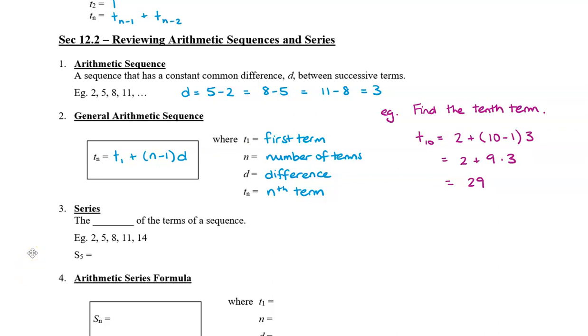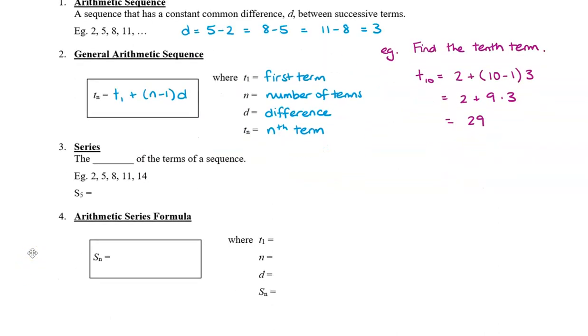All right, the next definition is the word series. So series is the sum of the terms of a sequence. If you hear the word series in math, it means the sum of all the terms. So here, if I have 2, 5, 8, 11, 14, and I ask you to find S5, that means I want you to find the sum of 2 plus 5 plus 8 plus 11 plus 14. You can use your calculator or add it up in your head, and you will get 40.